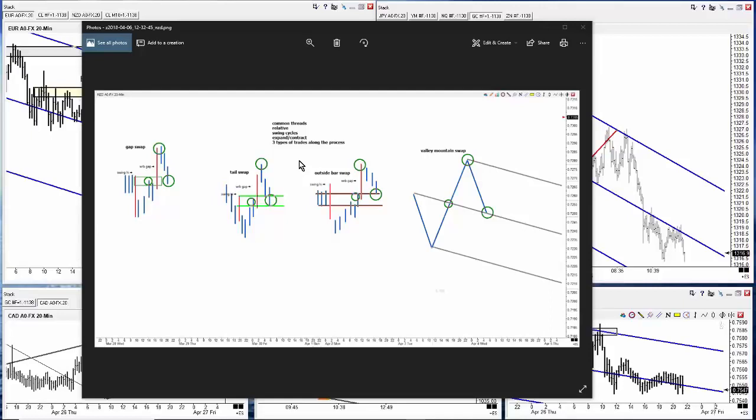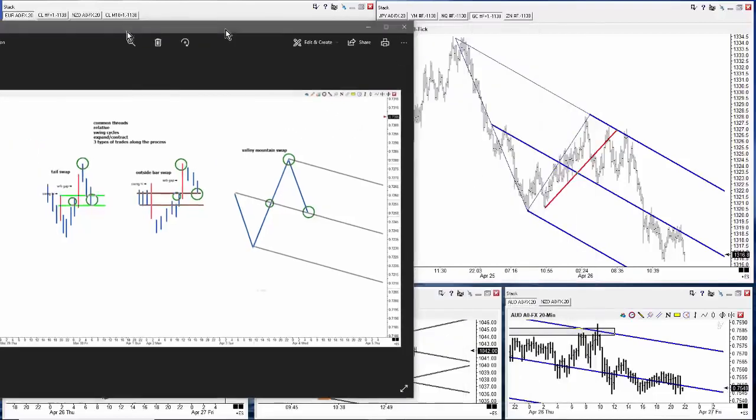What's going on with these things is that there's effort to push it down. Then that effort gets reversed. And that is solid information about buyers and sellers. This is the stuff a pivot's made of. We can use this at a bar level for confirmation that a pivot's being made. So let's go take a look.